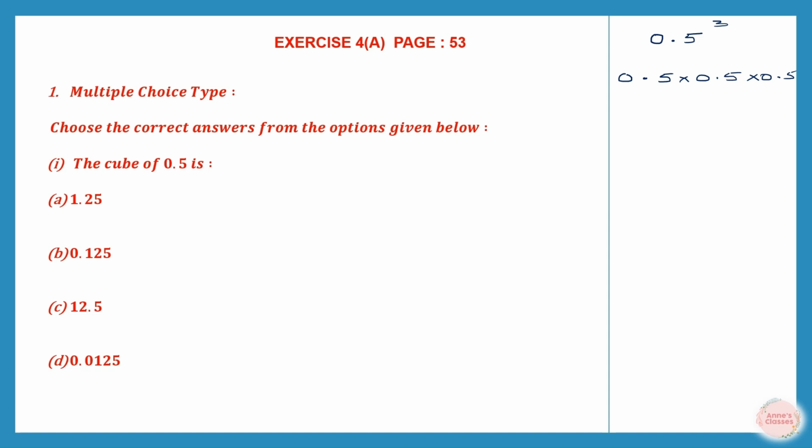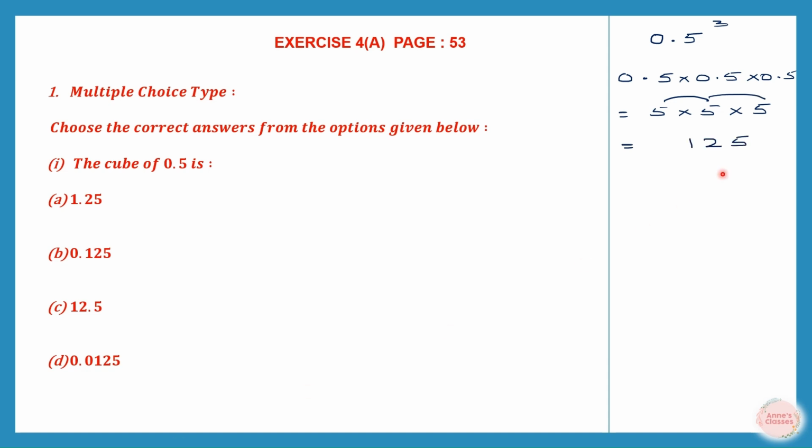Here let's remove the decimal point. So when you remove the decimal point, this number becomes 5 into 5 into 5. So let's write that. So this is 5 into 5 into 5. Let's multiply. 5 5s are 25, 25 5s are 125.